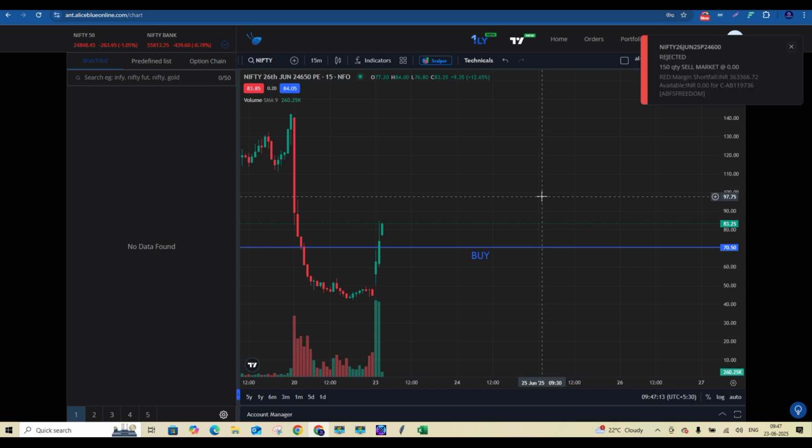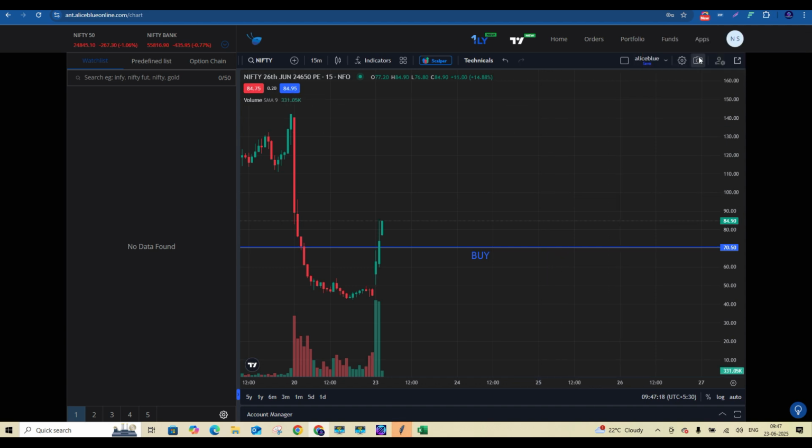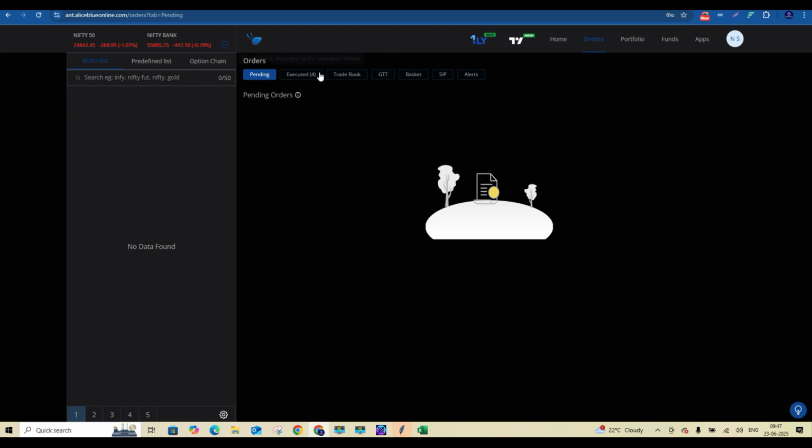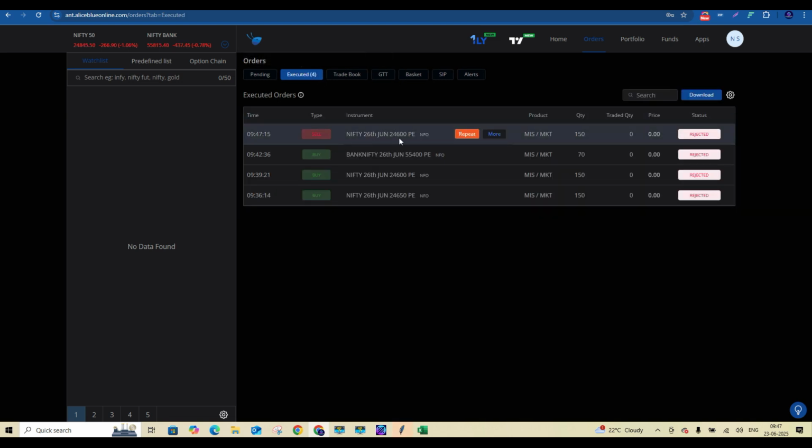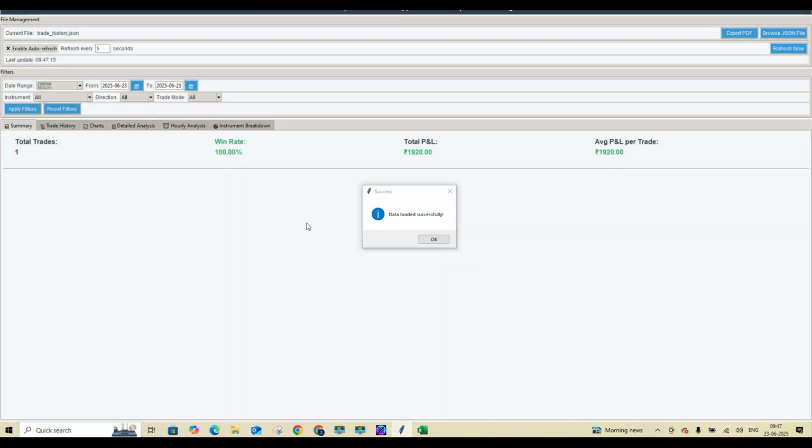Yes, traders, you can see almost the Nifty put option is rejected here. I mean a sell is done. That is the Nifty put option 24,600. That is the second trade, which was taken at 9:39, and it is squared off at 9:47. Within 8 minutes, everything is done here. And yes, we'll see in our trading analysis sheet that there was a profit.